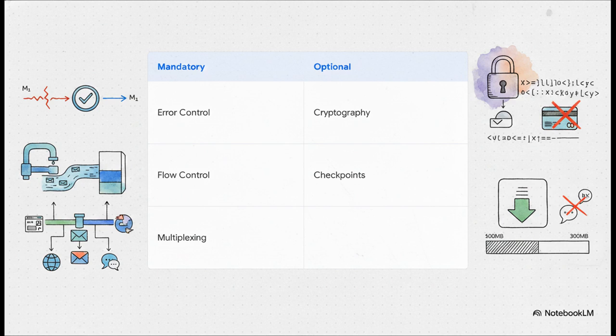Another really great example is checkpoints. Say you're downloading a massive 500 megabyte file and it fails right at 301 megabytes. A checkpoint ensures you resume from 300, not 0. But you obviously wouldn't add checkpoint functionality to a tiny bite-sized WhatsApp text message. That would just make the whole system needlessly complex.